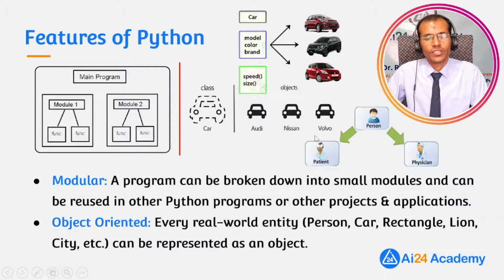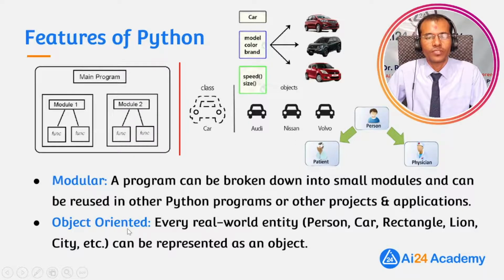Now the next important feature of Python is modular programming. Means a program can be broken down into small modules and can be reused in other programs, projects and applications. Here we can see that a complete program is divided into two modules, module 1 and module 2, and module 1 consists of functions as well as classes, and module 2 also consists of some functions. So this way a large application is divided into multiple modules, and hence these modules can be used in some other application. Means we can develop other applications faster because some modules are already developed, and hence modular programming helps in developing applications faster.